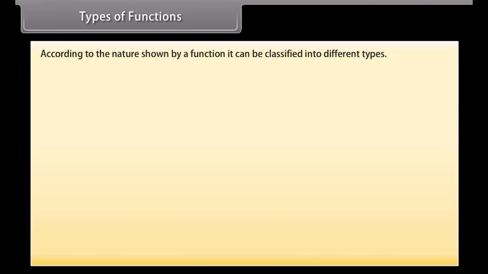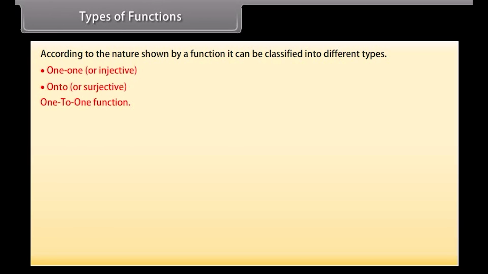Types of functions. According to the nature shown by a function, it can be classified into different types: one-to-one, or injective, and onto, or surjective.